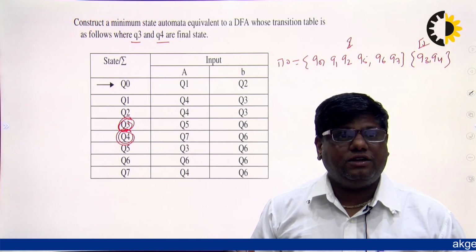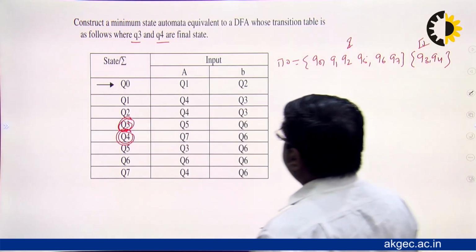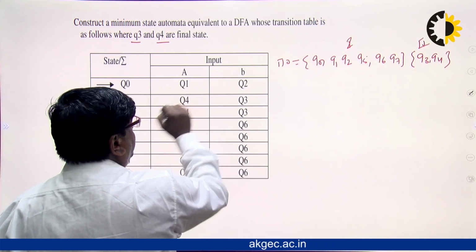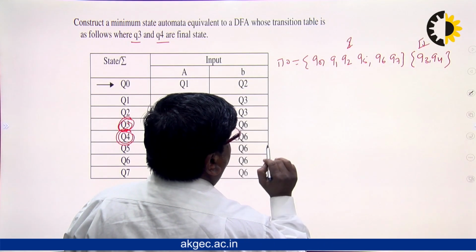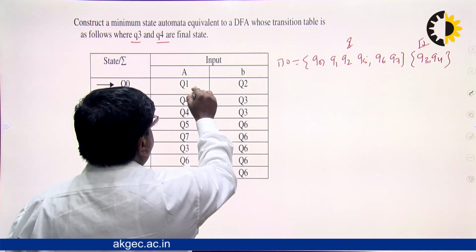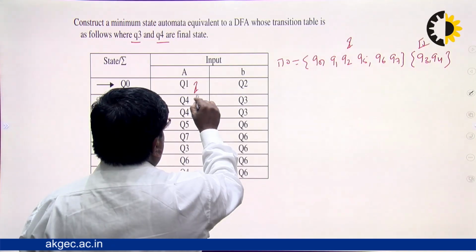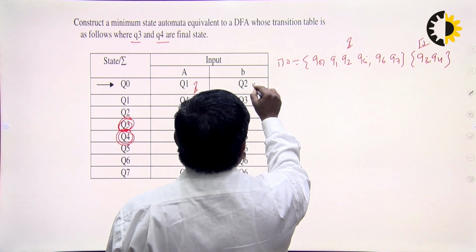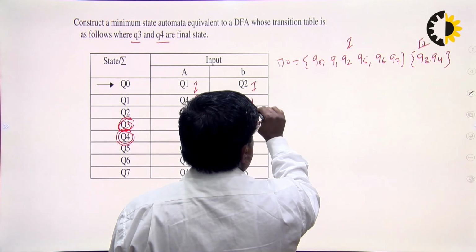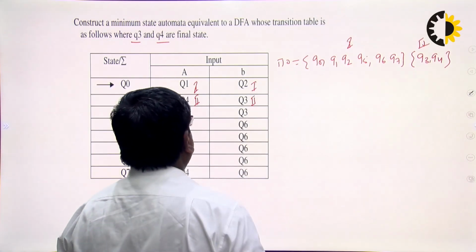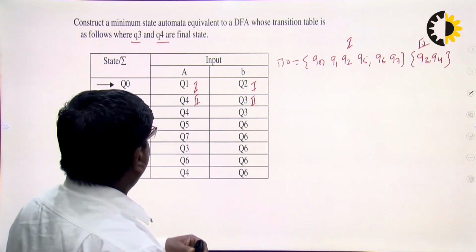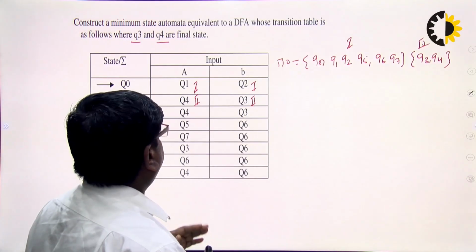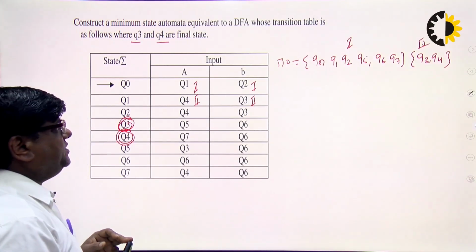the transition function. Now, first we check Q0, Q1. Now, Q0, Q1, that is Q1 and Q4. Now, Q1 and Q4. So, Q1 is set 1 and Q4 is set 2. Now, Q2 and Q3. Now, Q2 is here set 1 and Q3 is set 2. Now, 1, 2 and here is also 1, 2. It means Q0, Q1 have a similar behavior.